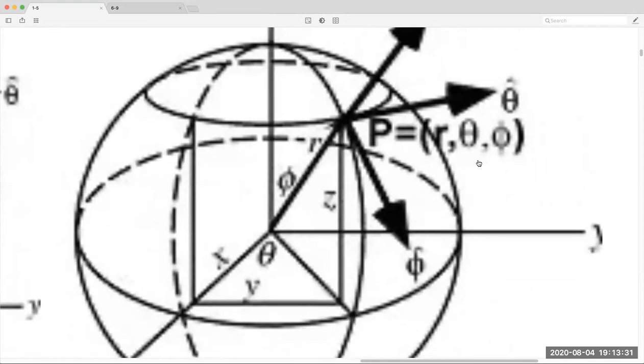Then let's see how the theta hat and the phi hat are defined in the spherical coordinates. Theta hat is defined as the direction when theta is increasing. Phi hat is defined as the direction when the angle phi is increasing, so phi hat is parallel to this plane and tangent to this arc, and points towards the direction when phi is increasing.